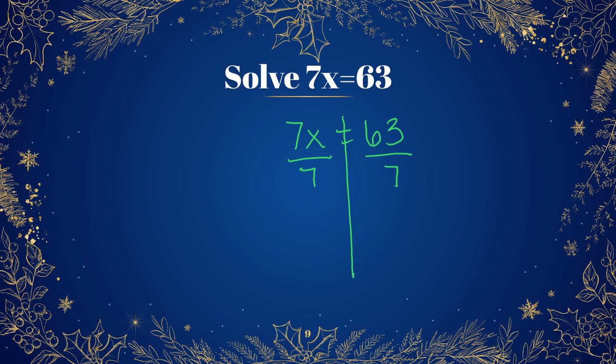So if I have 7 divided by 7, what is that? That's 1, right? So on this side, all I have left is x, because this would become 1 times x, and 1 times anything is just anything. So I have x, I bring down my equal sign, and what is 63 divided by 7? That's 9. So now, if I plug that back in, if I do 7 times 9, does that equal 63? Yes, it does. So that's, again, how you check yourself.